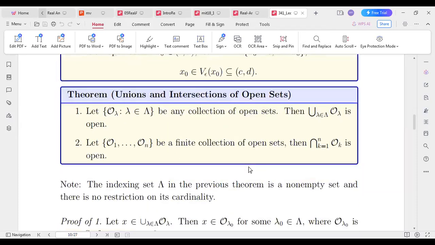The union and intersection of open sets can be written like this. Let O lambda, lambda belonging to A, be any collection of open sets. Then the union over lambda belonging to A of O lambda is open. And this also holds for a finite collection of open sets with intersection.